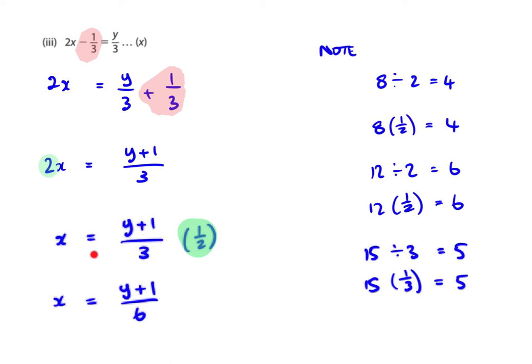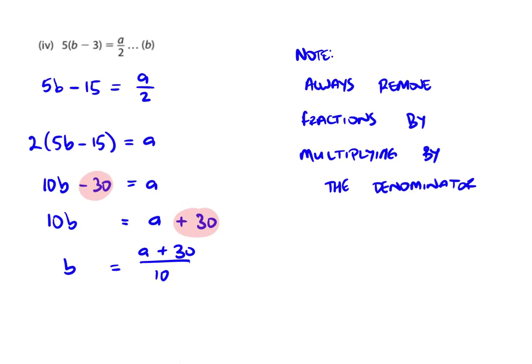We took our fraction here and we divided it by 2, which like I said is the same as multiplying it by a half. y plus 1 multiplied by 1 gives us y plus 1. And 3 multiplied by 2 gives you 6. That brings us on there to part 4.